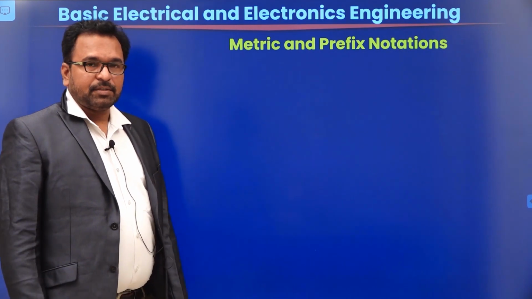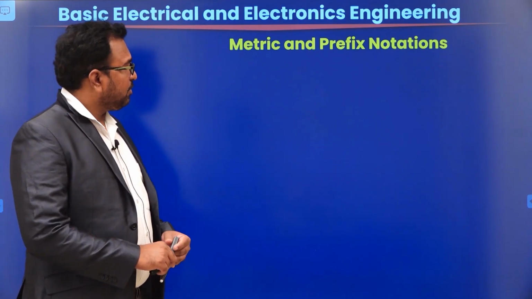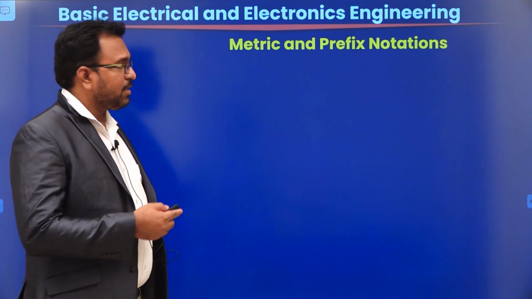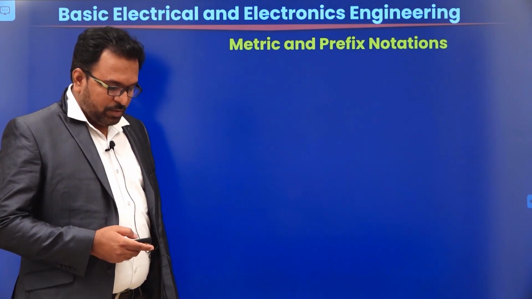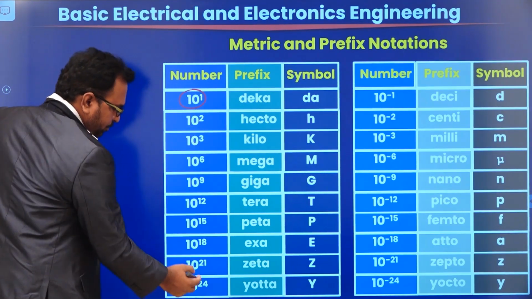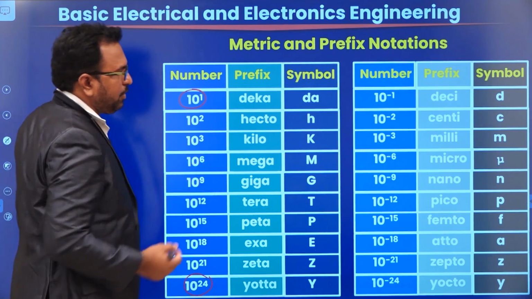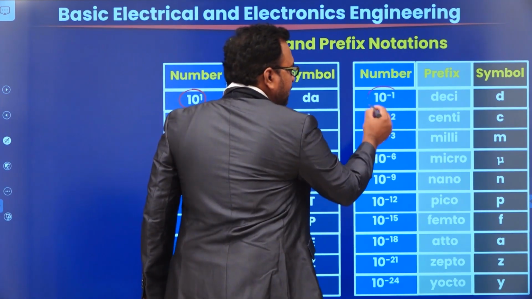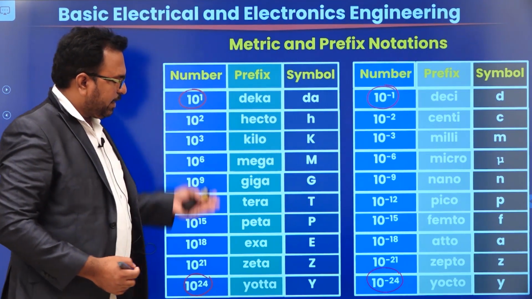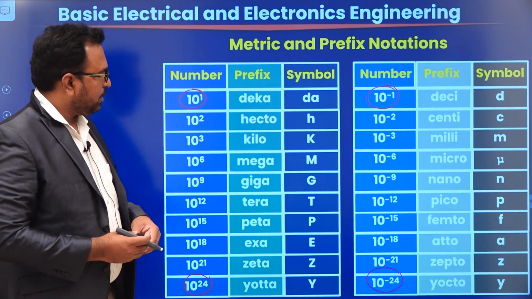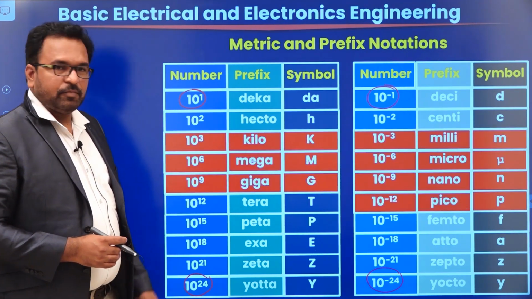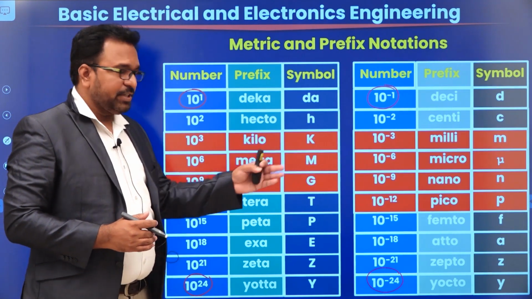Metrics and prefix notations. As an engineer, and specifically the electrical and electronics engineering course, requires so many metrics and prefix notations. There are several metric notations like this, ranging from 10 power 1 to 10 power 24. And coming to the negative prefix notations, it ranges from 10 power minus 1 to 10 power minus 24. So these are the metric notations that are there in the engineering courses. But in basic electrical engineering, we are going to use specifically these notations only.